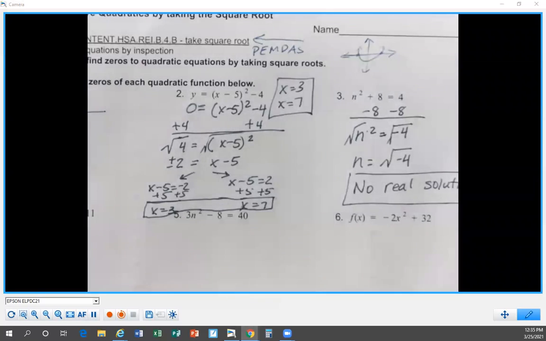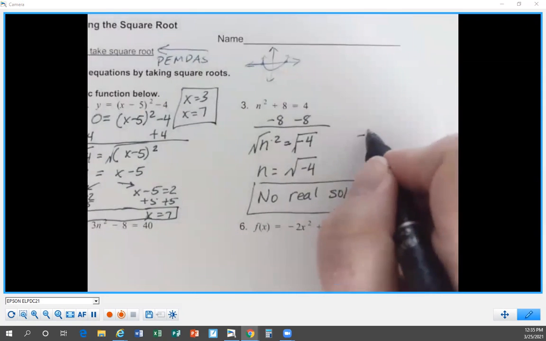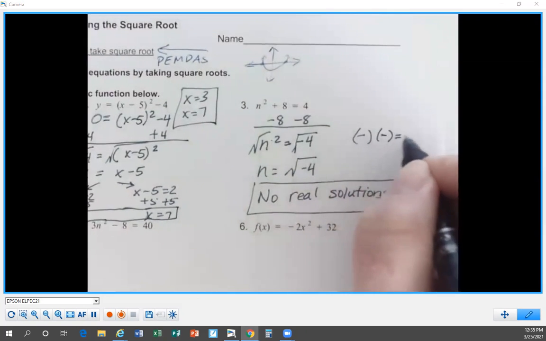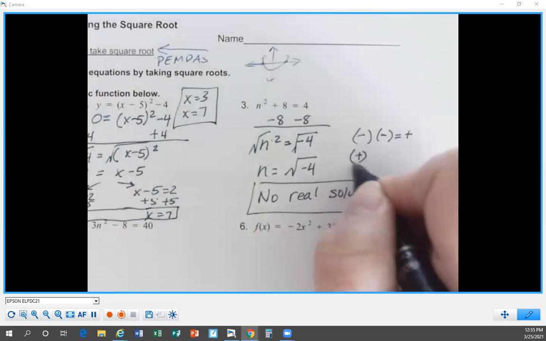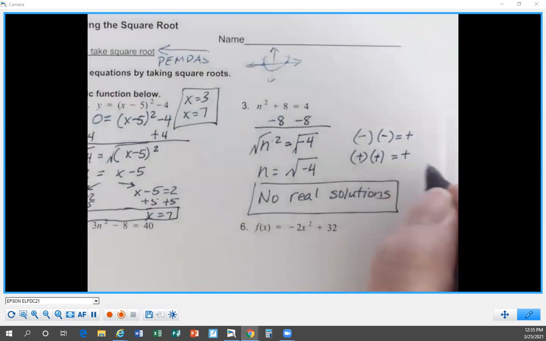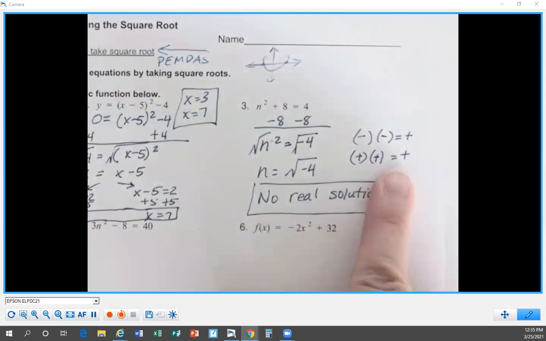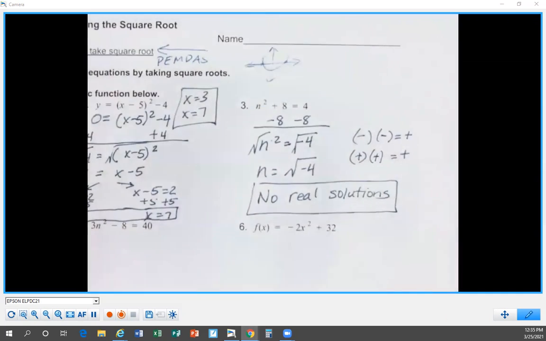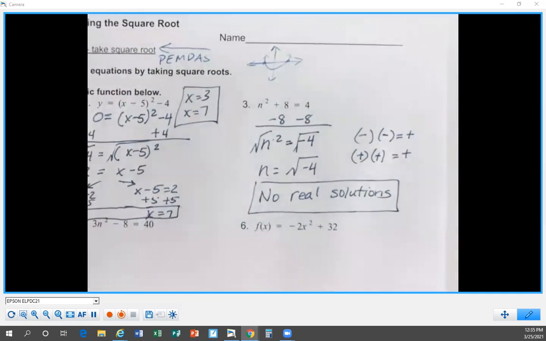Okay, and just to reiterate, we cannot have a real solution because remember, a negative times a negative is a positive, and a positive times a positive is a positive. And then 0 times 0 is 0. So there's no number that exists that I can square and get a negative answer. Okay, so no real solutions.